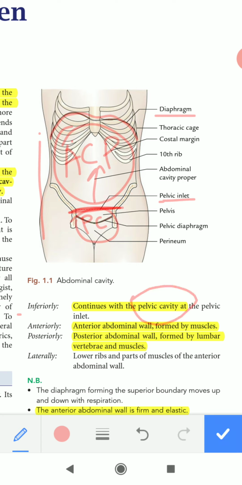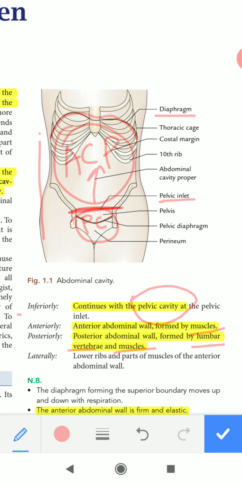and anteriorly, the anterior abdominal wall, it is formed by some muscles. Later we will discuss in detail about the anterior abdominal wall. So some muscles of the abdomen form the anterior wall, especially the external oblique muscle, internal oblique muscle, rectus abdominis muscles. These muscles form the anterior abdominal wall. And now come to the posterior abdominal wall. The posterior abdominal wall is formed by the lumbar vertebra, some muscles as well as some fascias.